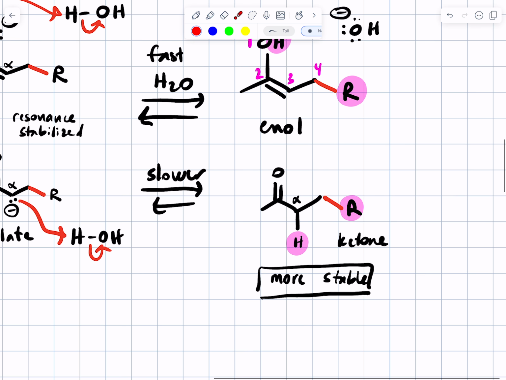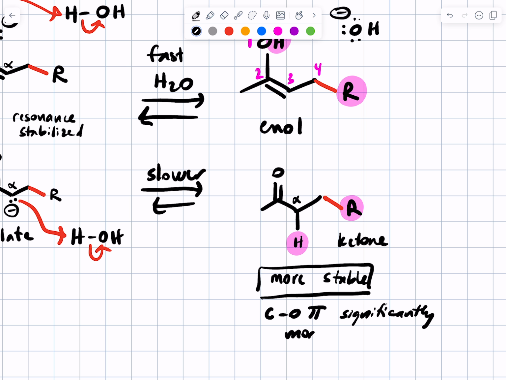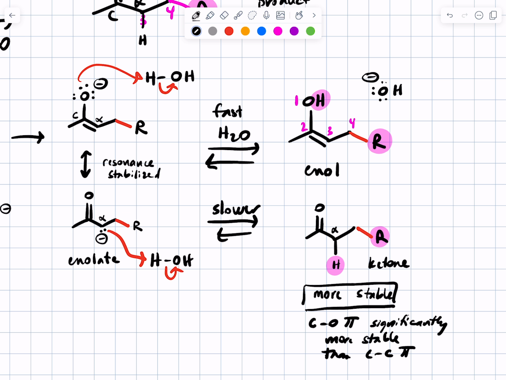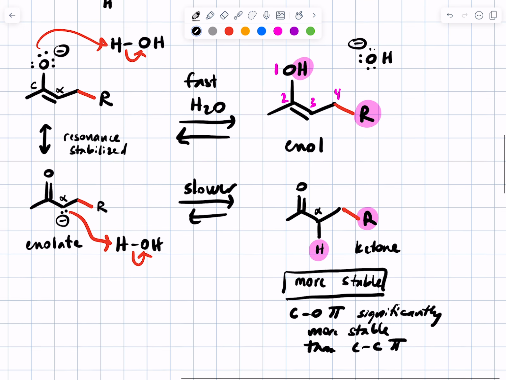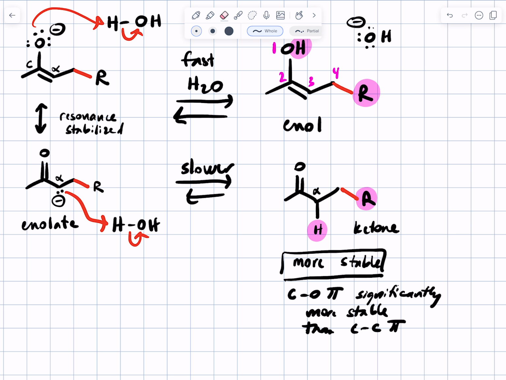The enol is more stable because carbon-oxygen pi bonds are significantly more stable than our carbon-carbon pi bonds. So the ketone is more stable. The enol and the ketone are in equilibrium. Even though we formed the enol fastest first, after a while of equilibrating, we quickly form 100% of the ketone. The process of converting between the enol and the ketone has a name in organic chemistry.